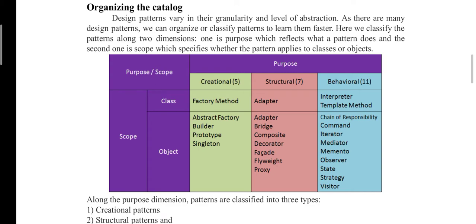Design patterns vary in their granularity and level of abstraction. As there are many design patterns, we can organize or classify these patterns to learn them faster. For that purpose, their organization is done along 2 dimensions. One is the purpose, which reflects what a design pattern does, and the second one is the scope, which specifies whether the pattern applies to classes or objects. That means in the first, purpose means whether they come under creational, structural and behavioral, and in the second, what is the scope, whether they are applicable to classes or to objects.